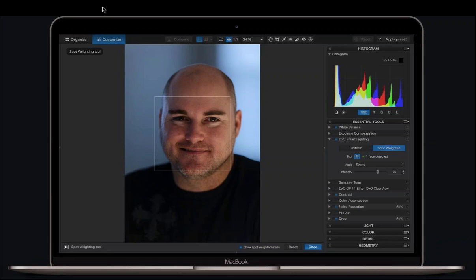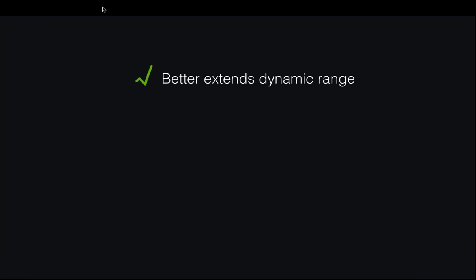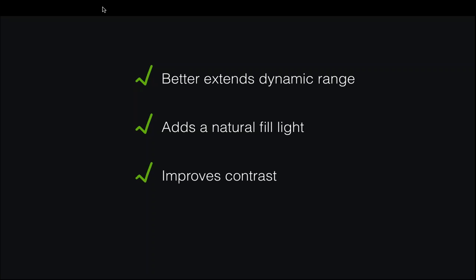So just to be clear, we're not talking about localized corrections per se, something like brushes or anything like that. However, the tone map is using that area of interest in order to very intelligently apply itself to the entire image. And so this has a number of benefits. It better extends the dynamic range, and it adds a natural fill light to faces that are in shadow or seriously backlit, and it dramatically improves contrast while optimizing illumination on the faces.